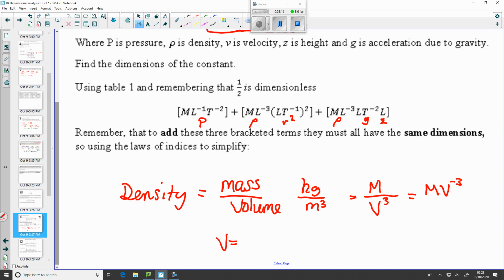No, hang on. I'm talking about density here. Density is mass per length cubed. Volume is length cubed. Mind me, velocity is not volume, it's velocity. Me trying to explain something has got me in a bit of a muddle there because I've ended up with two V's. Volume is L cubed, isn't it? L to minus 3, yeah?